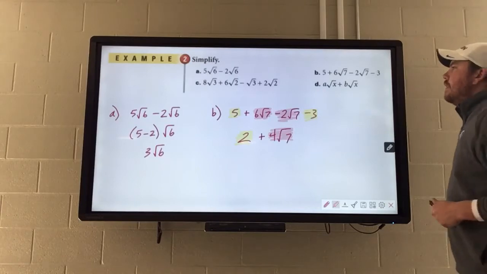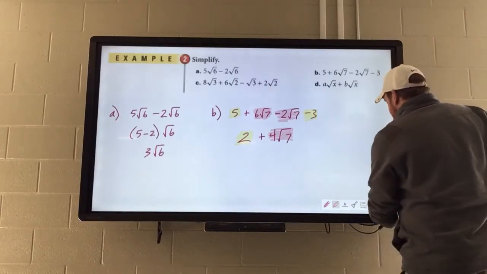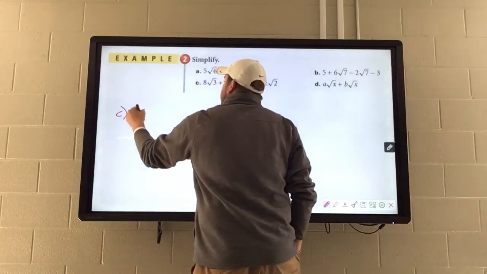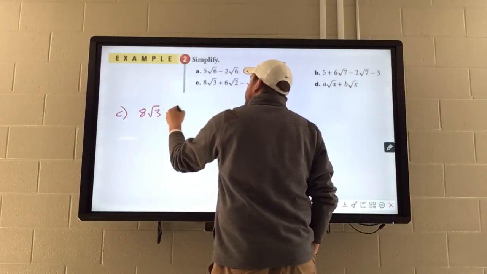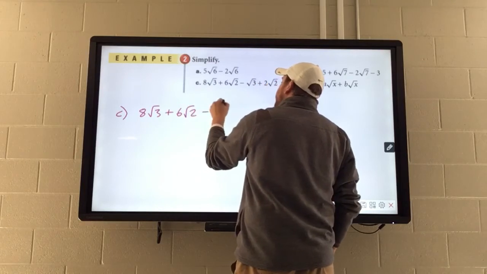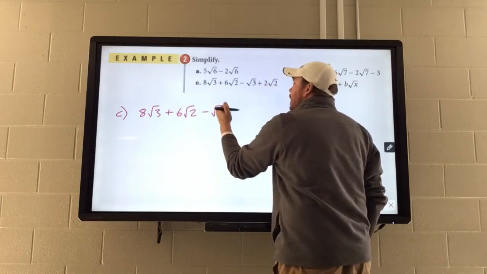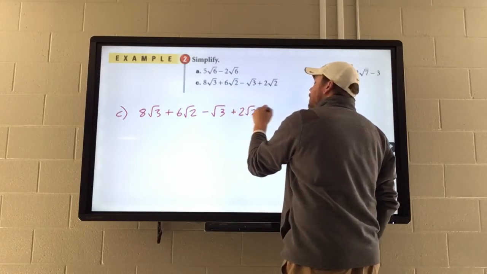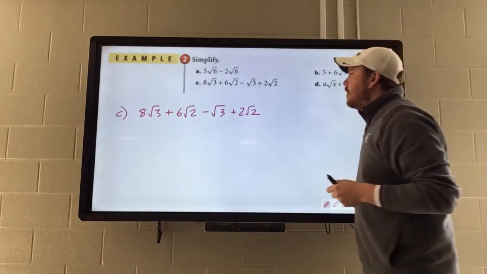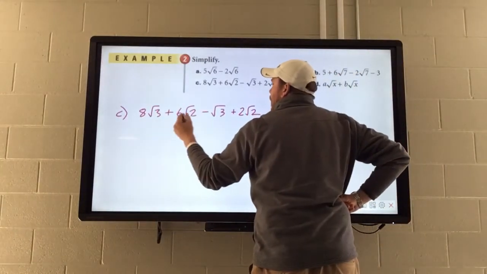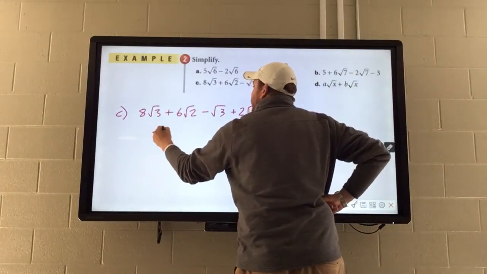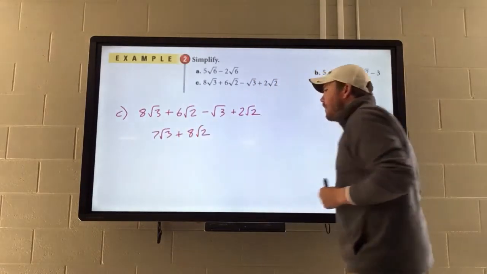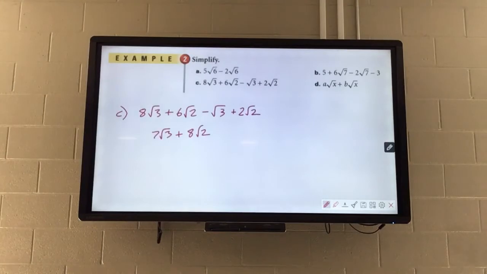Example C is similar. So we have 8 root 3 plus 6 root 2 minus root 3, which you can just consider that 1 root 3, plus 2 root 2. All right, so I'm just going to gather my ones that look the same. So 8 root 3 minus 1 root 3 would be 7 root 3. And 6 root 2 plus 2 root 2 would be 8 root 2. And that's as far as I can simplify that one.